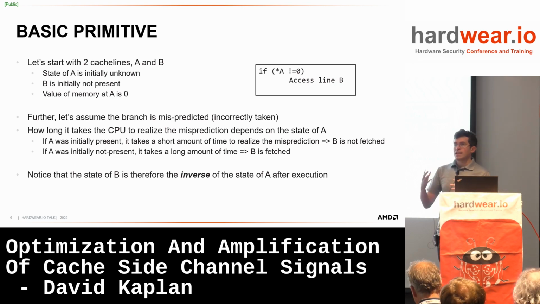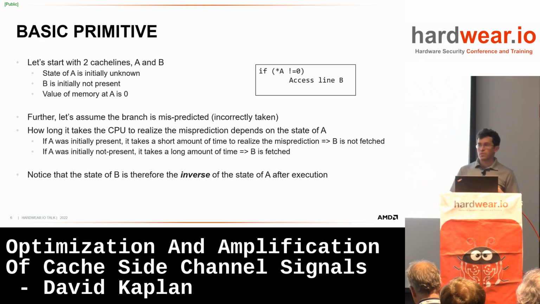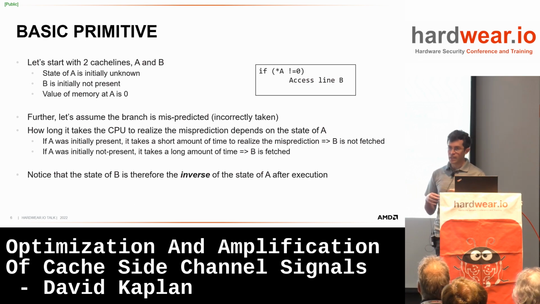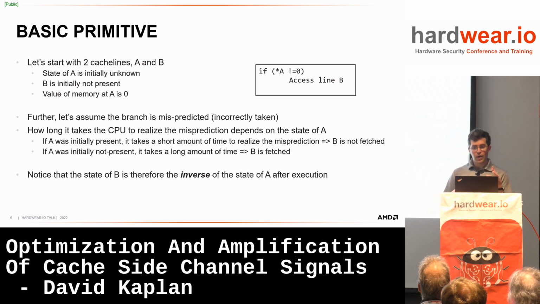Before I go into exactly how we're going to do this, let me first start with some basic primitives. We're going to look at some very simple code, but under a very specific set of circumstances. In particular, we've got these two cache lines, and we're going to assume that the state of the first cache line A is unknown, but we know that cache line B is not present. We also know that the memory at address A is 0, meaning that this branch is not going to be taken. However, we're going to assume that the CPU mispredicts the branch and thinks that it is taken.